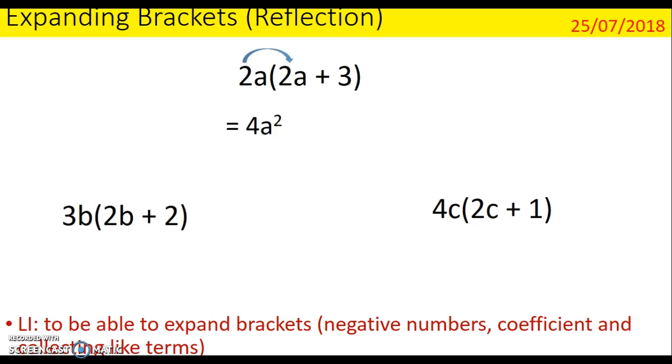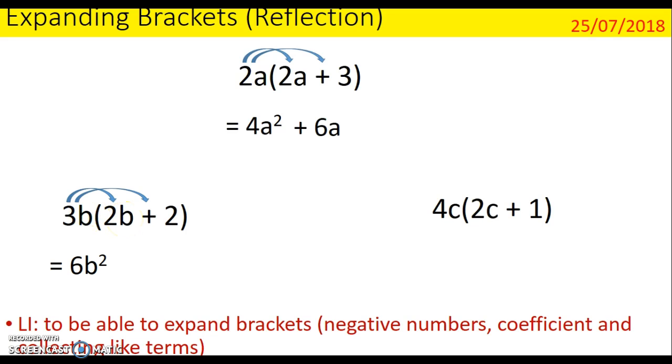And 2a times 3 is 6a. And the plus sign just comes down, or you can think of it as 2a times plus 3. Now, I'm going to do a few more examples so that you are more confident in doing these kinds of questions. So 3b times 2b is 6b squared.